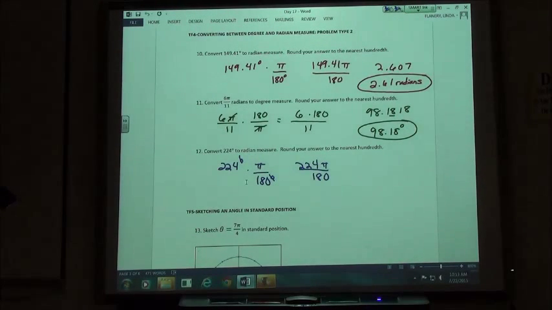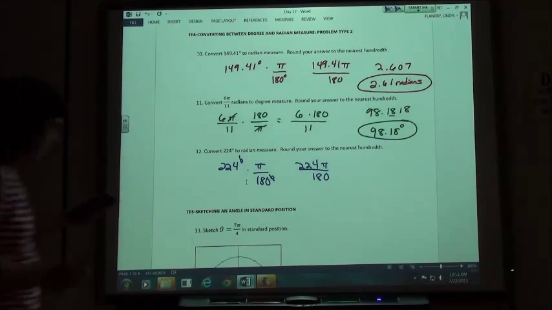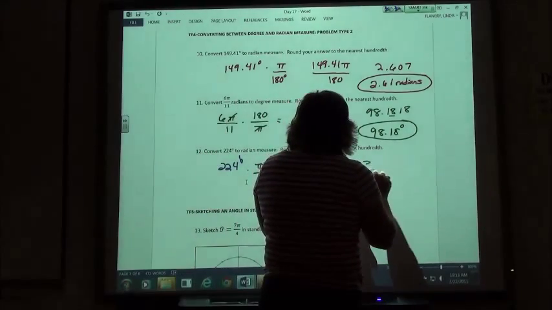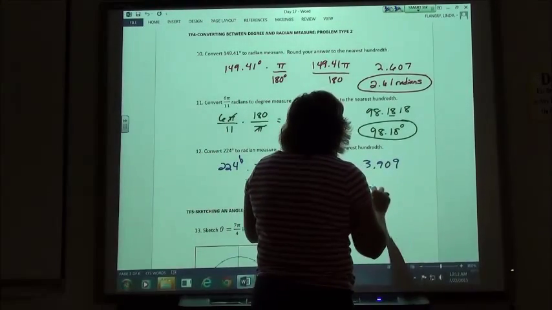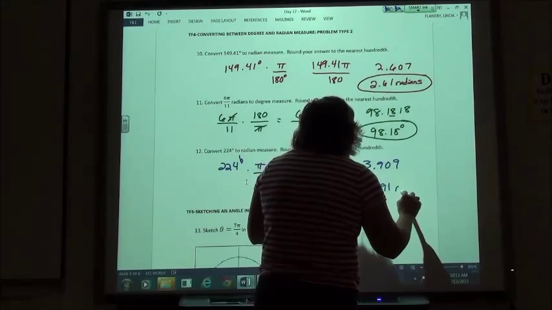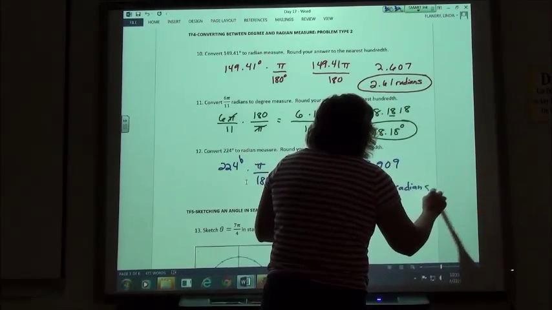So 224, shift the EXP button to get pi, divide that by 180. I get 3.909, which would be 3.91 radians now.